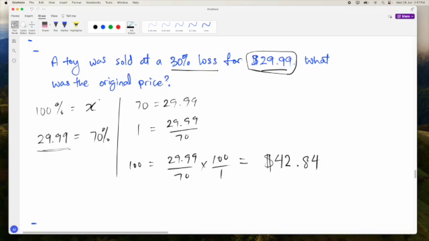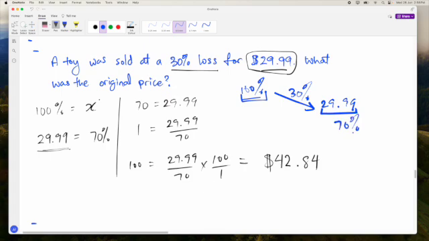A toy was sold at a 30% loss for that. So this is the price, $29.99, right? This is what it was sold for, and then we had the original price, and we sold it at a 30% loss. Notice the little visual there, right? So we can see that if we say that this is the original 100% price, well, then this would be 70%. And so this $29 would represent 70%.